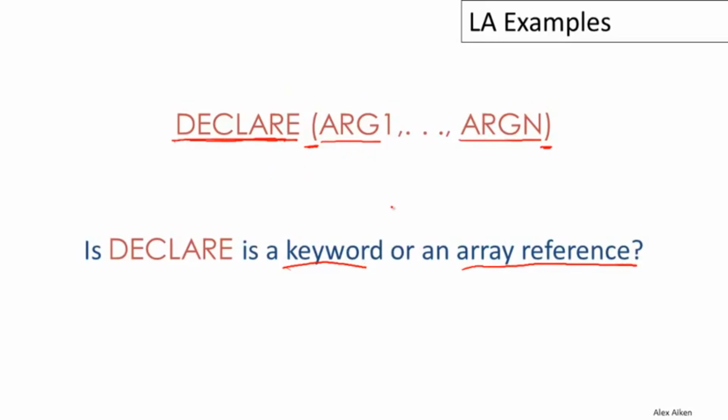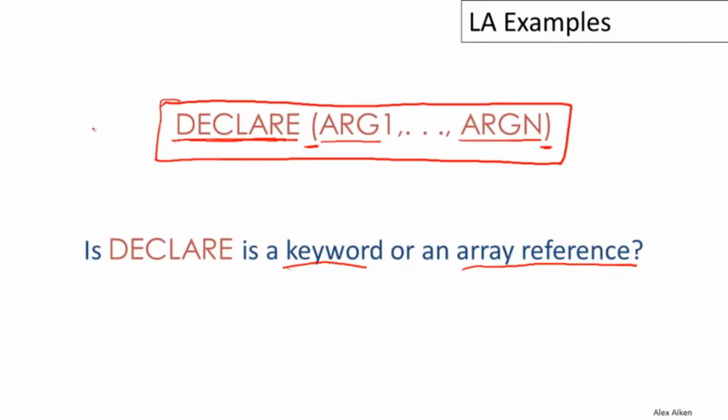And as it happens, there is no way, looking at just this much, that we can decide. This fragment is a valid declaration, and it's also a valid array reference. So it would depend on what came next. It might depend on, for example, whether there was an equal sign here, in which case this would be interpreted as an assignment, and declare would be the name of an array.